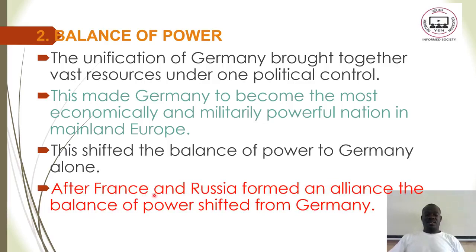After France and Russia formed an alliance, the balance of power shifted from Germany. Later on, as we proceed with the same topic, we're going to see that there was an alliance between France and Russia. That alliance also shifted the balance of power from Germany, because power was now with France and Russia, two big countries that had formed a union. Then things were on the side of that new alliance.